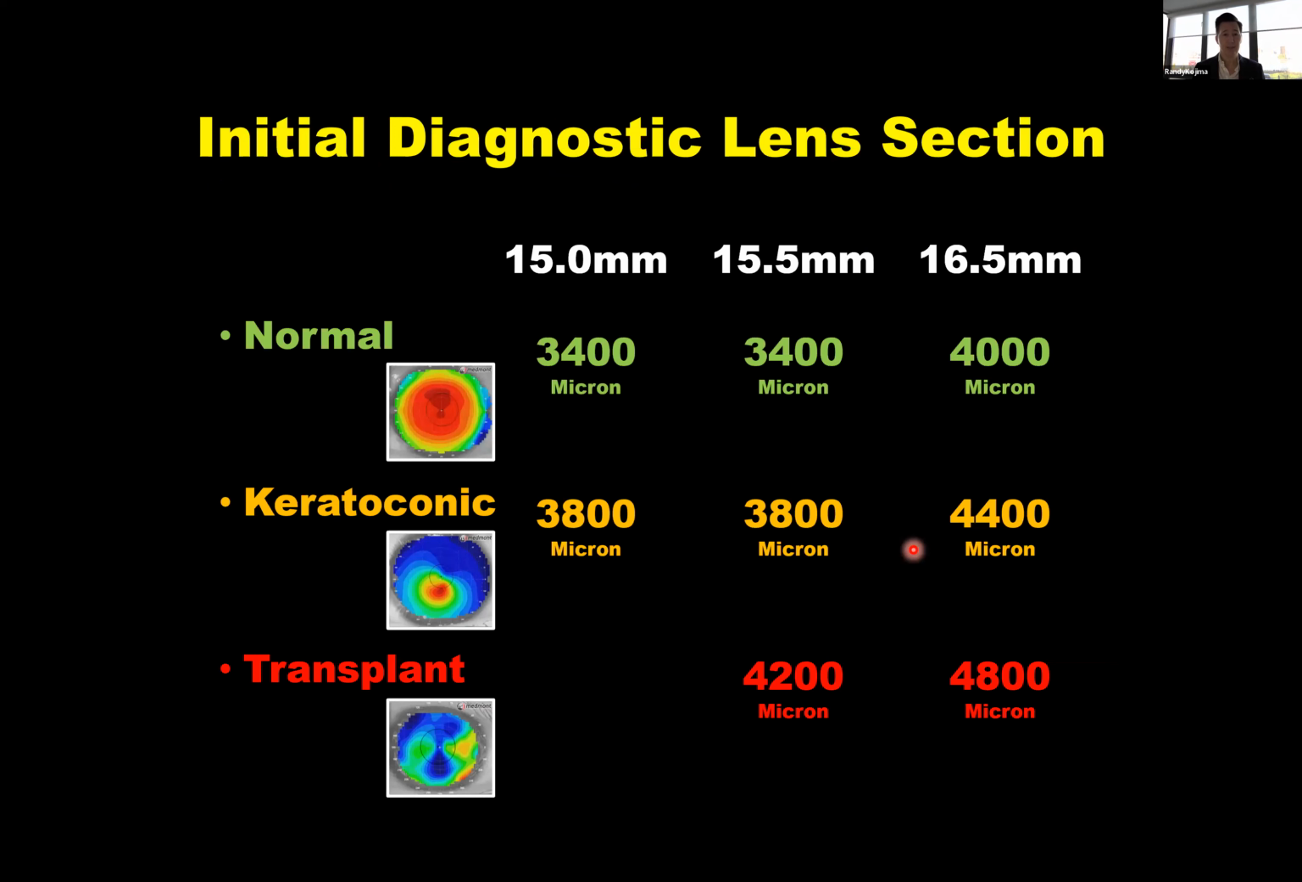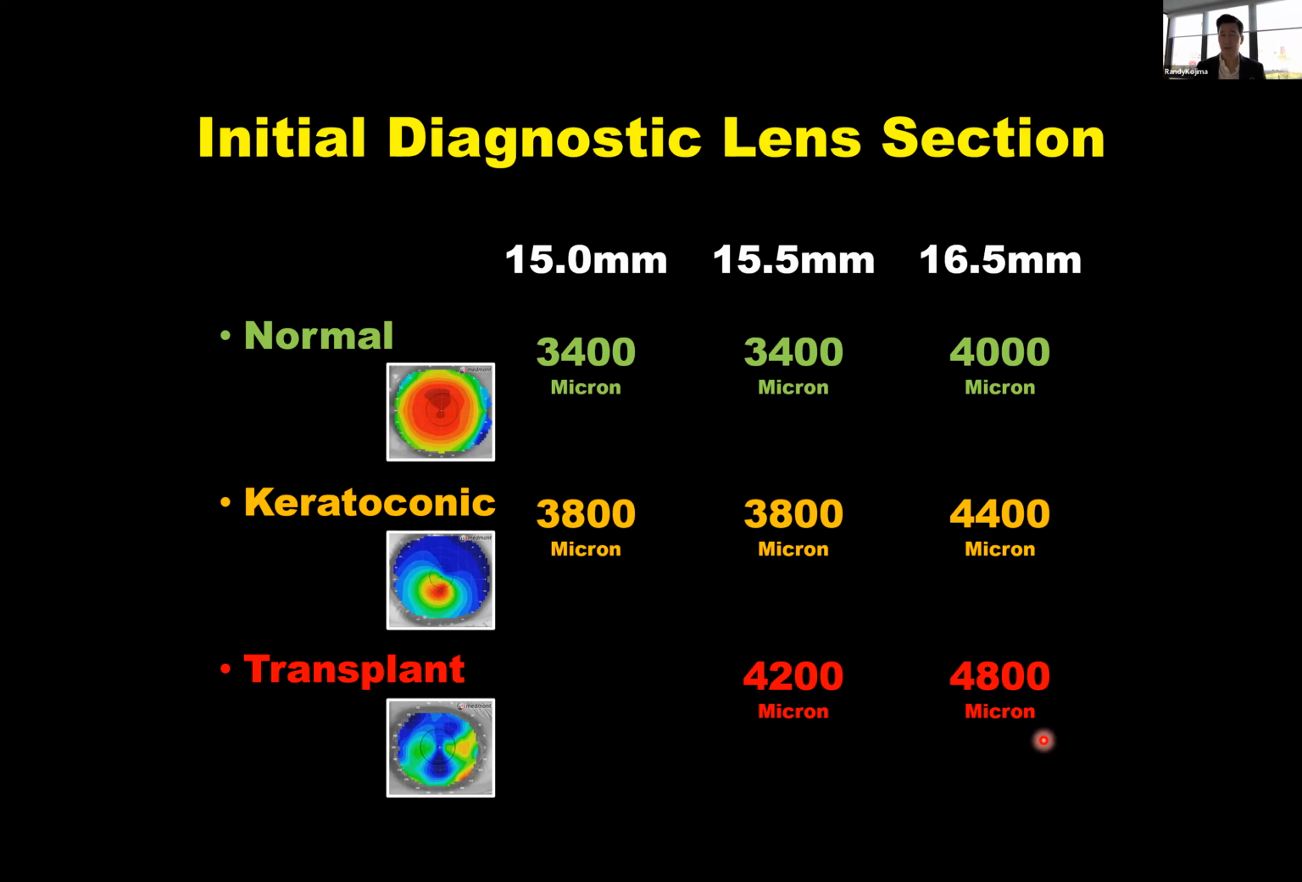So how do you choose the initial lens for this wide range of patients that you'll see? And it's really simple. Basically, if you're going to use the largest diameter lens, the 16.5, and you're dealing with a normal cornea with ocular surface disease, a dry eye patient, then you're going to choose a 4,000 micron. If you're dealing with a keratoconic eye, it has more depth. It's a bulging condition. We need a higher depth lens, so you're going to choose a 4,400 micron lens.